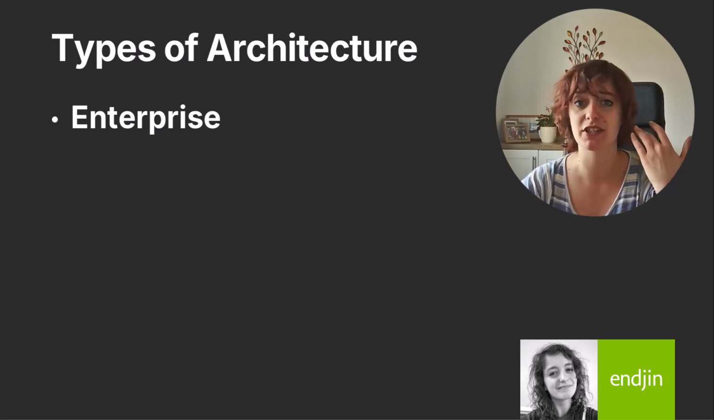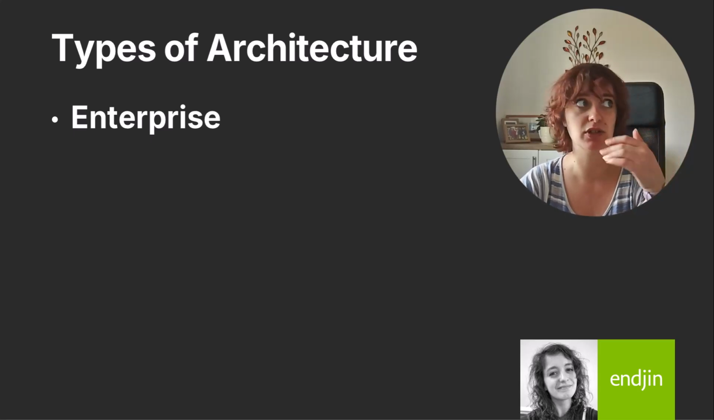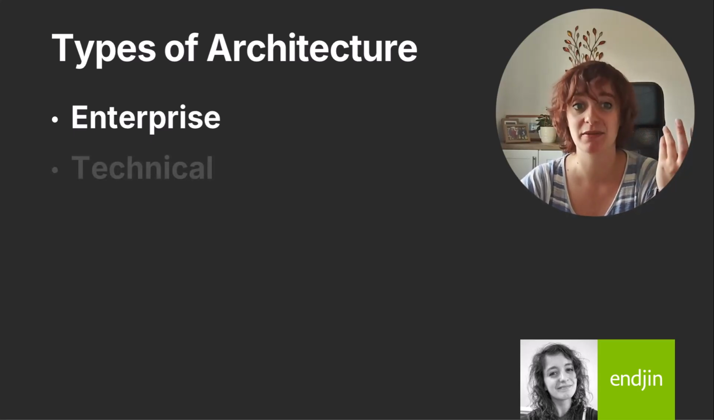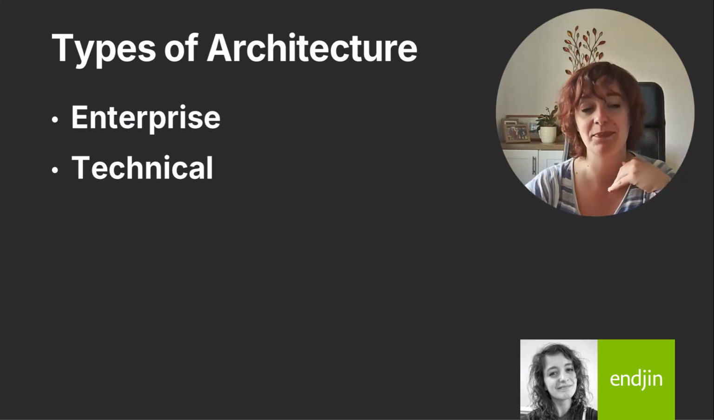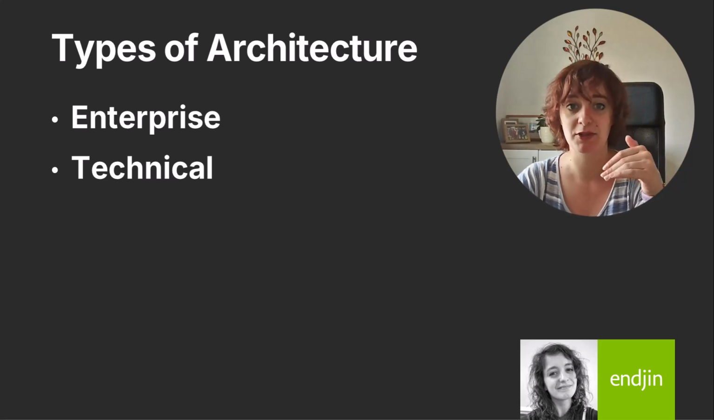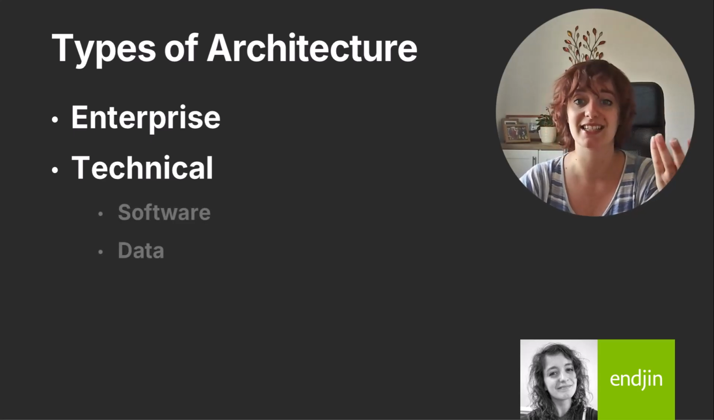Enterprise architecture focuses on strategy rather than code, and it is the strategy for how people, processes, and technology are utilized throughout an organization in order to be effective and efficient. The type of architecture I'll be focusing on in this video is technical architecture. This is a lower level of abstraction which focuses on the technical detail and covers both software and data architecture.